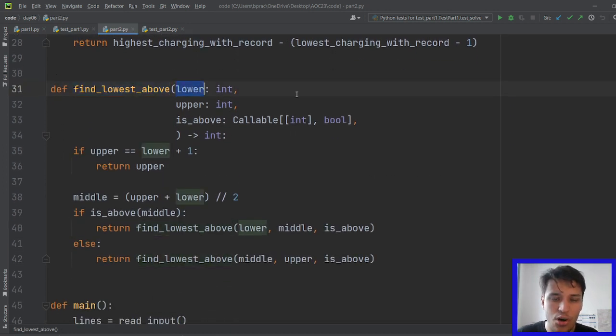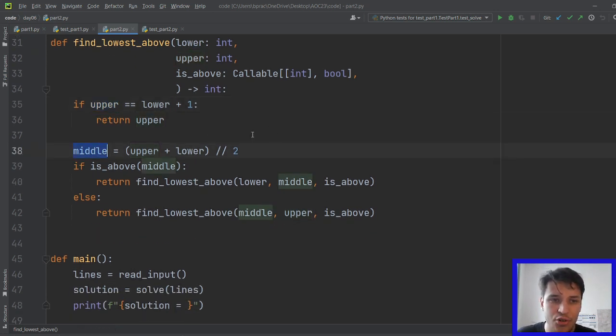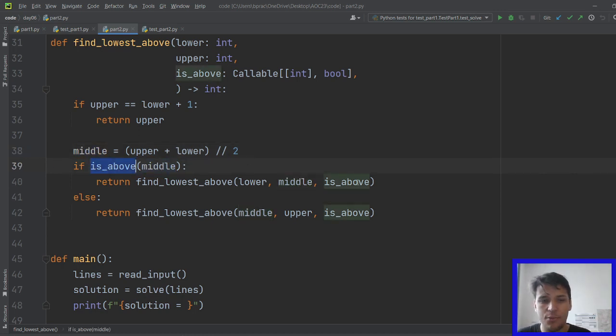So again, we have the lower, which is definitely below, and the upper, which is above. And then we have this is above function, which tells us whether a new value is below or above. First, we check if the upper is just one larger than the lower, the number that is below. If this is the case, then we know the first one above is definitely the upper, because lower is below and upper is above, and there is no number in between. Otherwise, we consider a new number which lies in the middle of the upper and the lower number, and then we check whether this middle number is above or below.